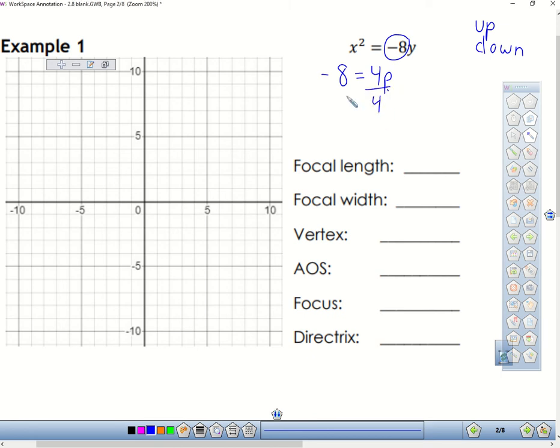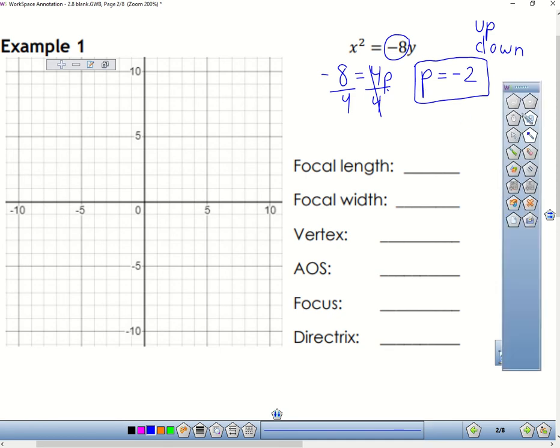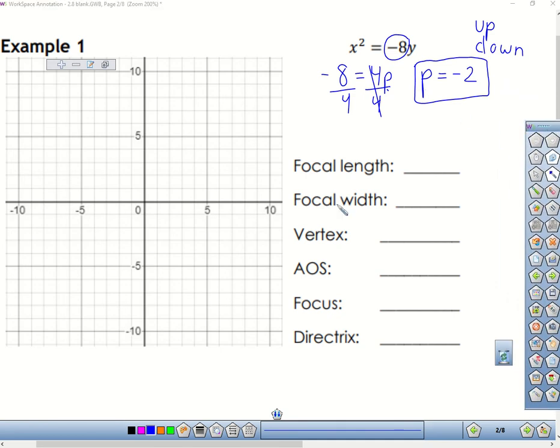So you divide both sides by 4, and we get p is equal to, what's negative 8 divided by 4? Negative 2. So this is what we call our p-value, and this is really important for us in finding different distances on this quadratic. So next thing we're going to determine is the vertex.